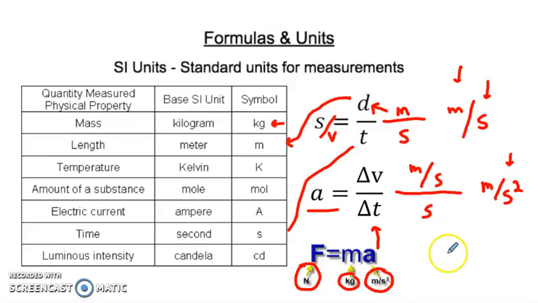Just know that a Newton is the unit that goes with force. And that's something that in each section of our class, you'll get to the speed formula, the acceleration formula, and the force formula, and you'll see lots of examples of where these are. But I don't want you to forget using the units.